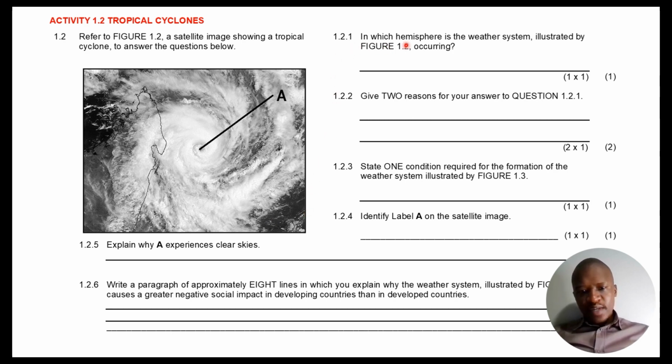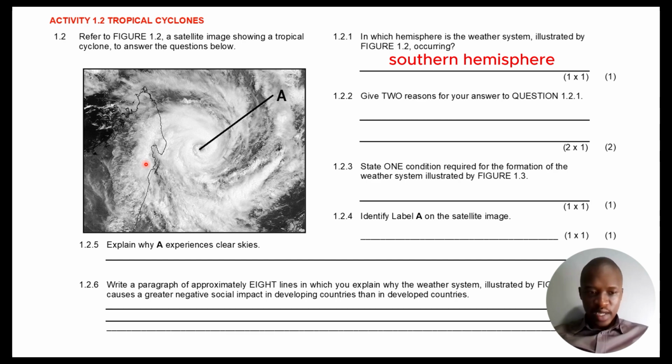In which hemisphere is the weather system illustrated by figure 1.2 occurring? Where is this tropical cyclone occurring? How do we know this? How can we know which hemisphere it is occurring in? We look at the air circulation. Remember, the question was to know the hemisphere.